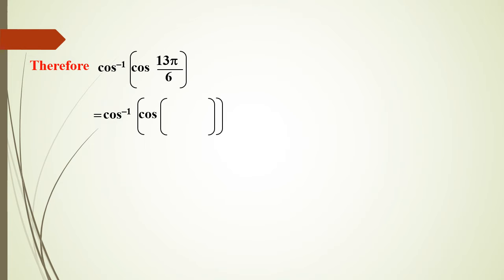You write cos inverse of cos 13 pi by 6 equal to cos inverse of cos of 2 pi plus pi divided by 6. Six times two is 12, so 12 pi plus 1 pi will be 13 pi by 6. Now cos inverse of cos of 2 pi plus pi by 6 can be written as cos inverse of cos pi by 6. Now cos inverse and cos cancel each other, so pi by 6 will remain. Pi by 6 comes under the range 0 to pi of the cos inverse trigonometric function. So this is the final solution of the given problem.